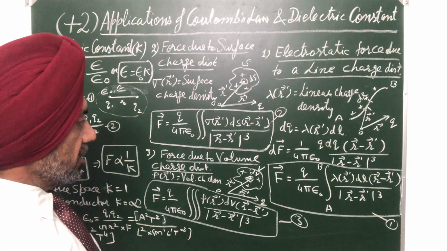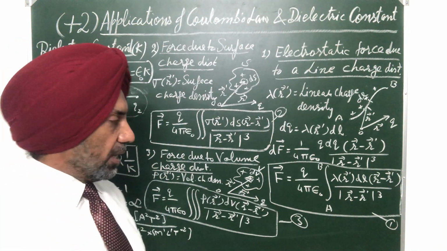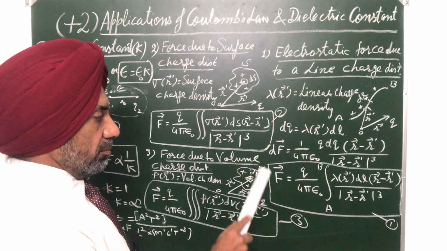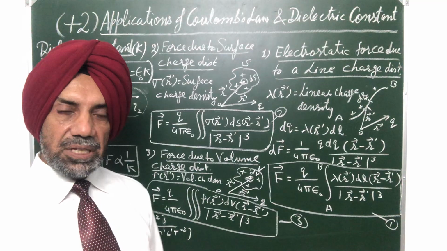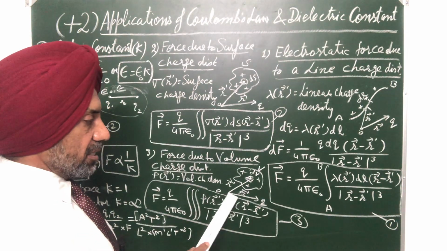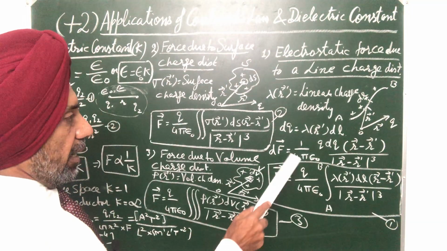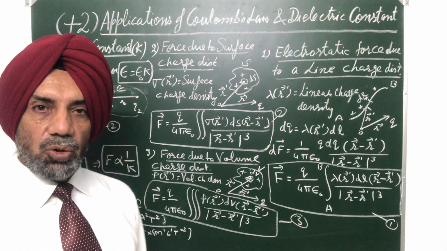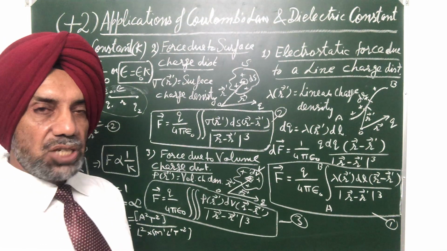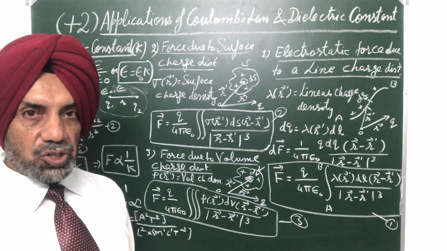And third is the force due to a volume charge distribution. Similarly, suppose we have a volume charge distribution V. Again, let dV be a small volume at location r dash, with q the same at location r. Now instead of lambda r dash or sigma r dash, we take rho r dash. Rho r dash is the volume charge density, that is, charge per unit volume of the given volume charge distribution.